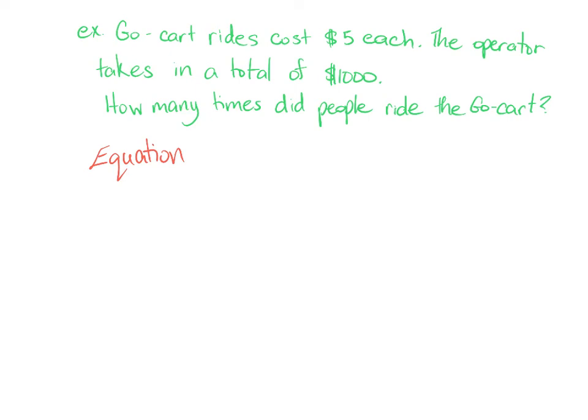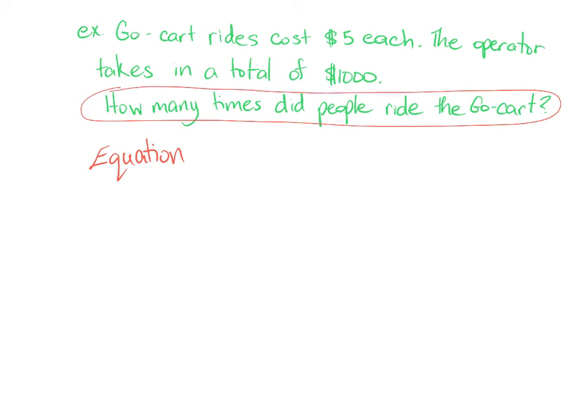We don't know how many times people rode the go-kart. We have to define that unknown, meaning we'll call that number something. It could be X, it could be Y. I'm choosing something specific. We're talking about rides, so I'm going to call it R. So I'm going to say let R be the number of rides. Okay, cool. So now we know the number of rides is R. We don't know what that number is yet, but we know it's R.